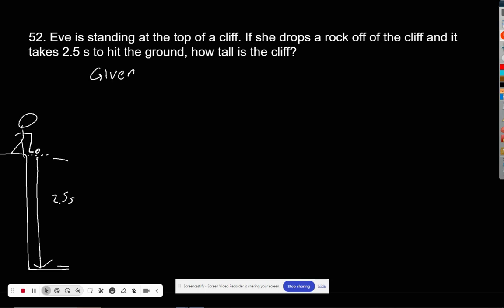So if I go to list my givens, at a glance, kind of looks like we know time and nothing else. But there's actually a few other things we know. It said she drops the rock. That's a specific word. She didn't throw the rock down. She didn't throw the rock up. She just dropped it. She let go of it. That tells us that the initial velocity is 0.